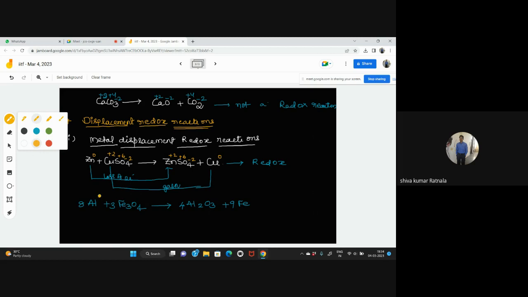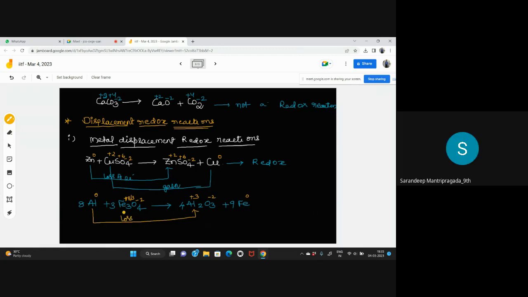And now let's go with oxidation states. 0, -2, +3, -2. Iron in Fe3O4, how much will it be? Plus 8/3. And here 0. Going from 0 to +3 means loss of 3 electrons. And iron gains 8/3 electrons. So it is a redox reaction.